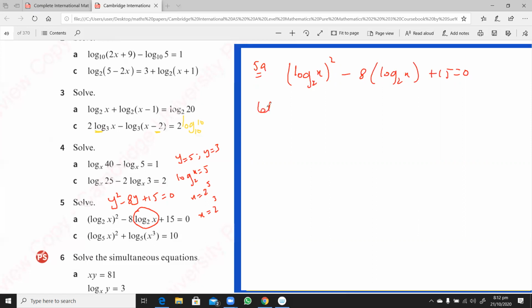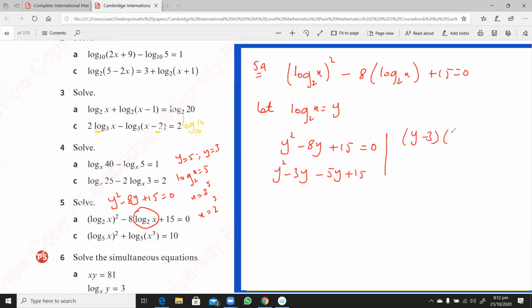So you can start by saying, okay, let this log to the base 2x be equal to y. So this becomes y square minus 8y plus 15 equal to 0. So you will solve this equation first to get your y. I can do that middle term breaking: y square minus 3y minus 5y plus 15. So this is going to be y minus 3 into y minus 5 equal to 0. So I have y equal to 3 and y equal to 5. Now I'll be putting this y back as log to the base 2x, that is equal to 3, and log to the base 2x, that is equal to 5.